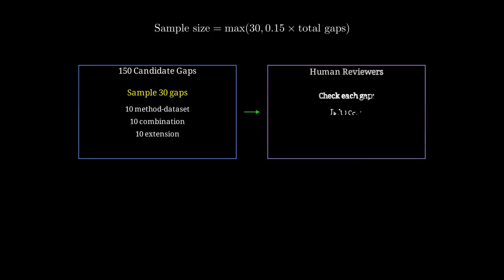From 150 candidate gaps, we sample 30 using stratified sampling. Human reviewers then evaluate each gap for validity, interest, and feasibility.